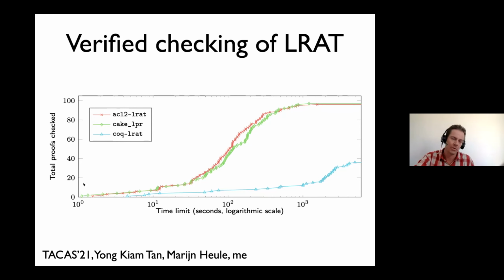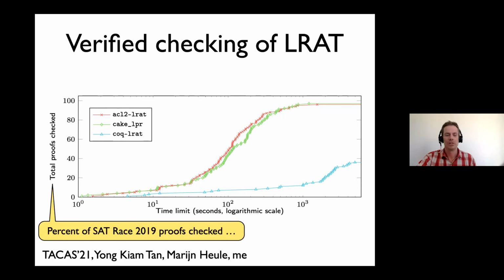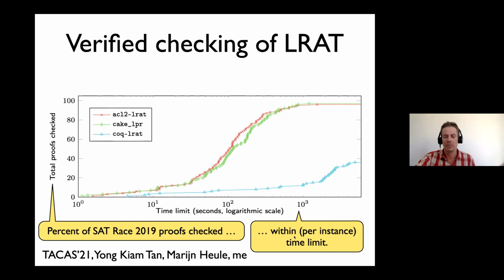And so the higher you are, the better. So CakeML matches the other verified checker in performance. So this is percentage of SAT Race 2019 proofs checked. So how many we've managed to check, and with per instance time limit in seconds. Okay, so that's 10 seconds. It manages only that many, but then give it some more and it manages nearly all of them.